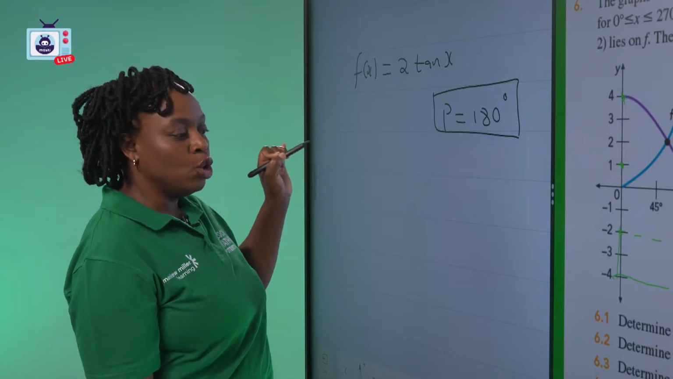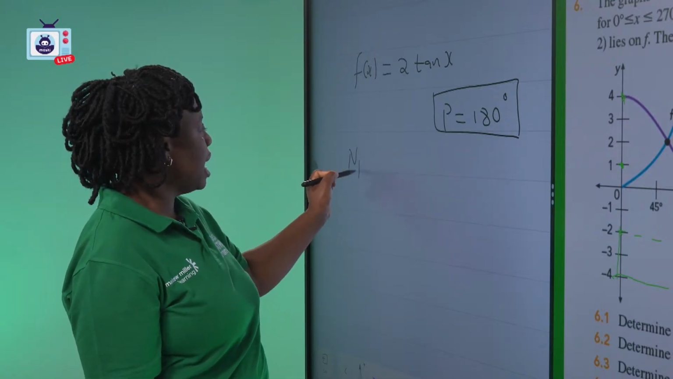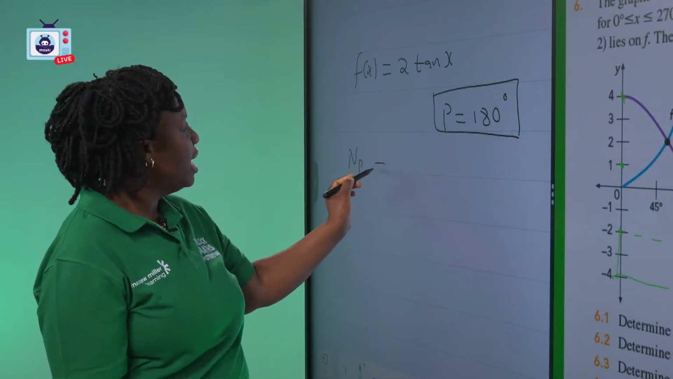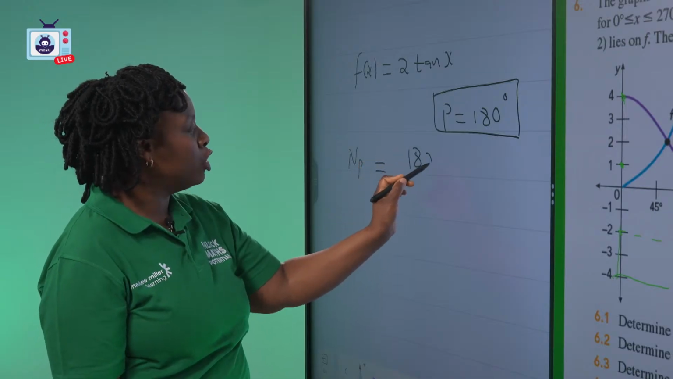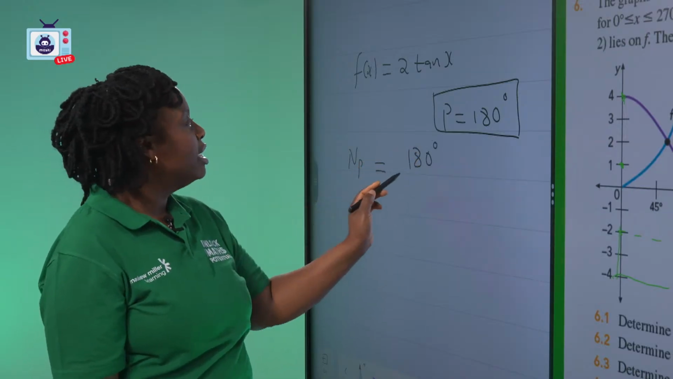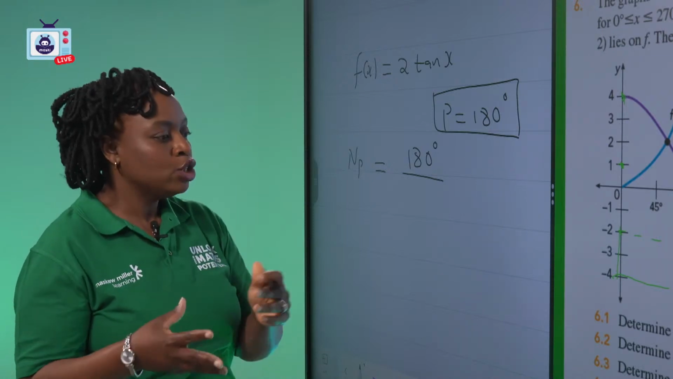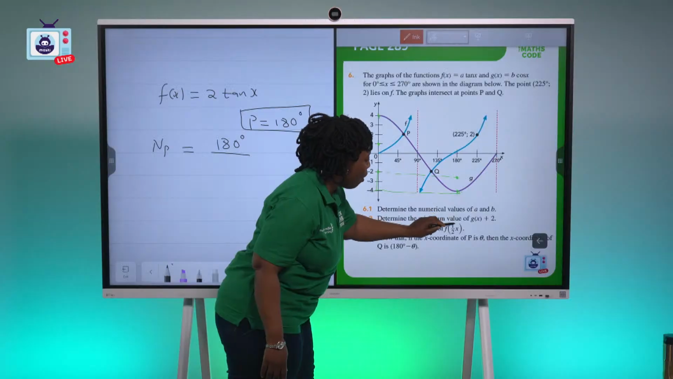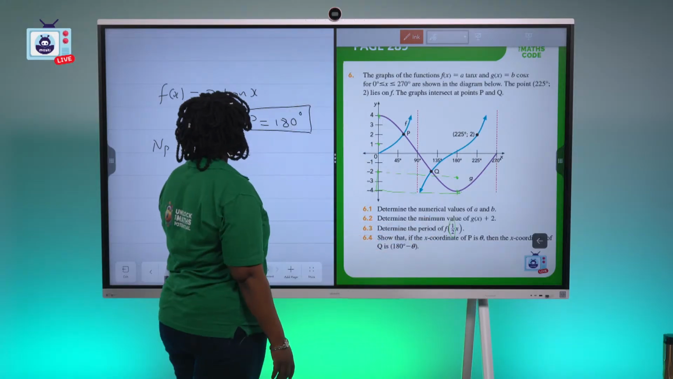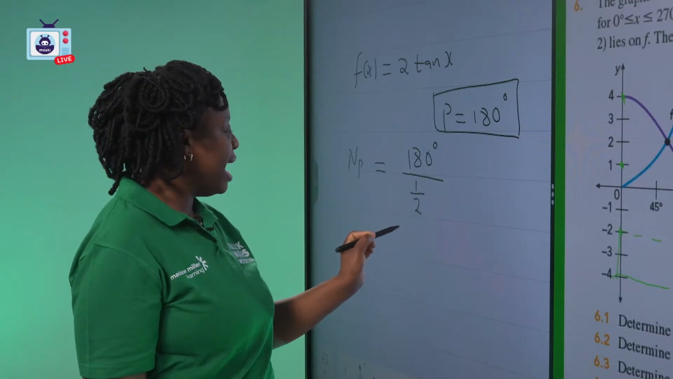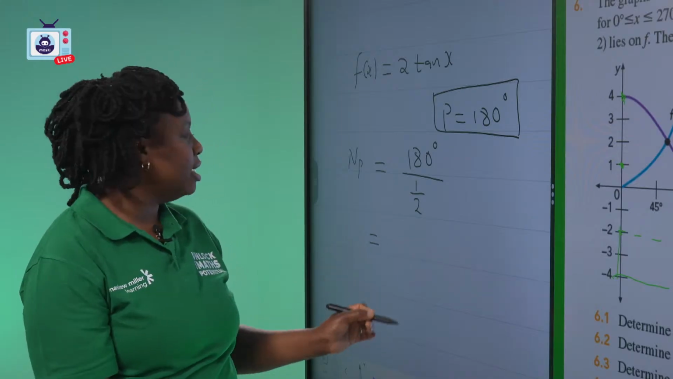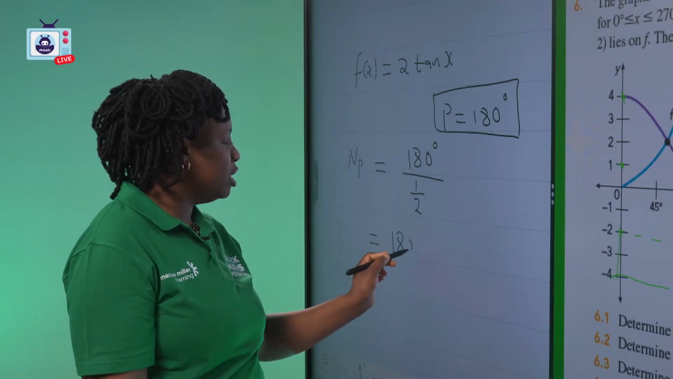Remember, if we're looking for the new period, I'm going to say NP, which is new period. It's equal to the period of the original or the standard graph divided by the impact of B. So what is the B impact? It's our half, which is given there. So we're going to divide that by a half. If you don't have a calculator, do not worry. We can do this together.